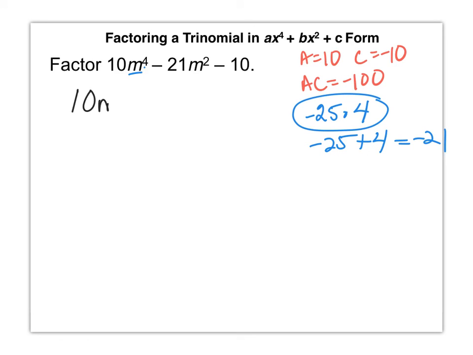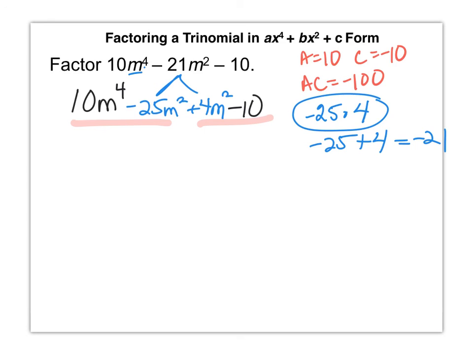The first term is still 10m to the fourth. The last term is still minus 10. That middle term, you're going to split the middle term into a minus 25m squared and a plus 4m squared. Then we are going to factor by grouping, looking at the first group and the last group. The common factor of the first group is 5m squared. When you factor out the 5m squared, you're dividing 10m to the fourth by 5m squared, and that'll give us 2m squared. When you're dividing negative 25m squared by positive 5m squared, you will get minus 5.